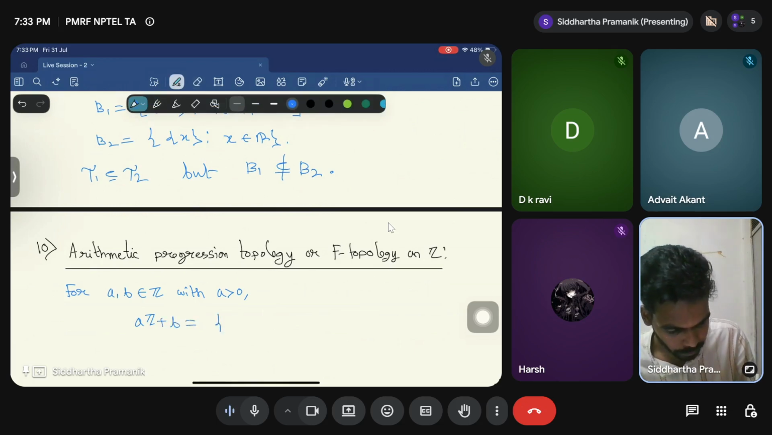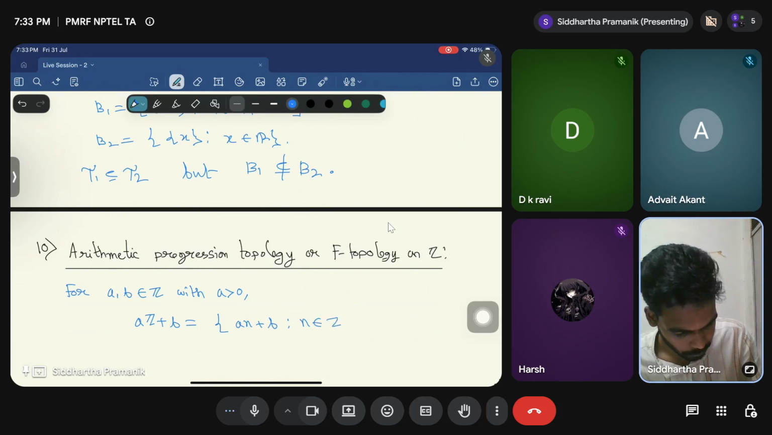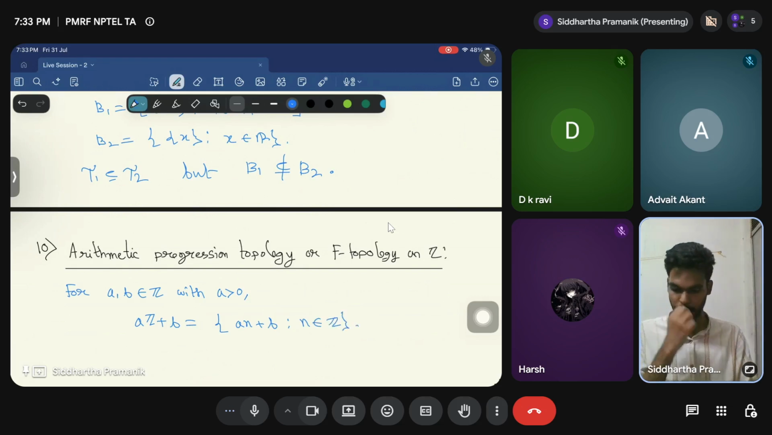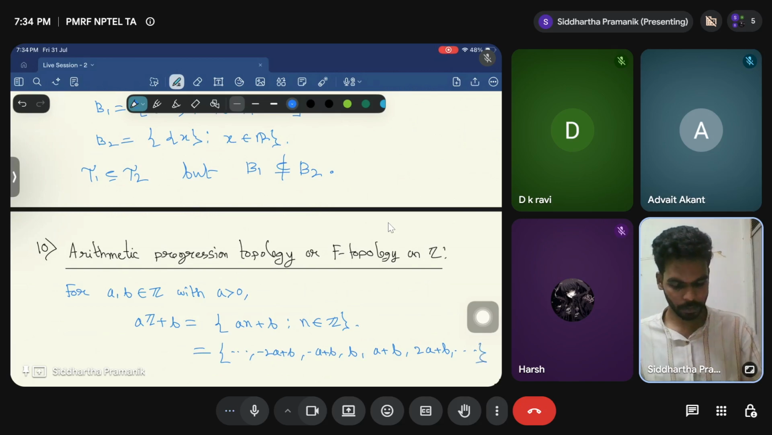So aZ plus b means just an plus b, where n is running over the integers. Okay, so this is one set. More particularly, this is just b, a plus b, 2a plus b, and so on, minus a plus b, minus 2a plus b, and so on in the negative side. So this will be aZ plus b.